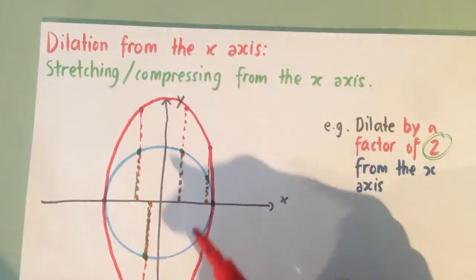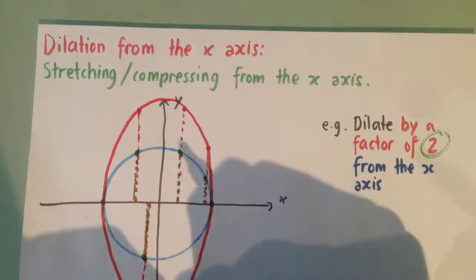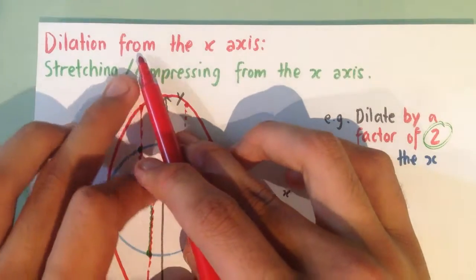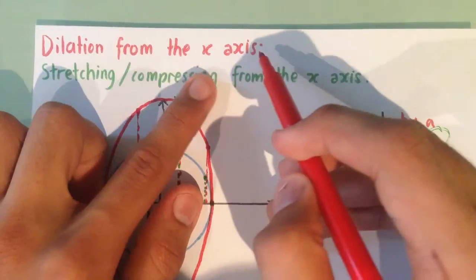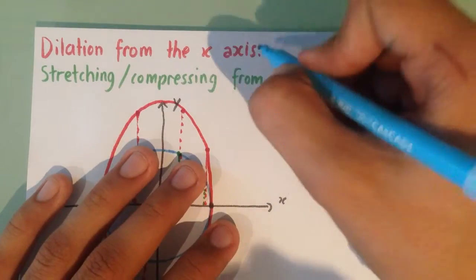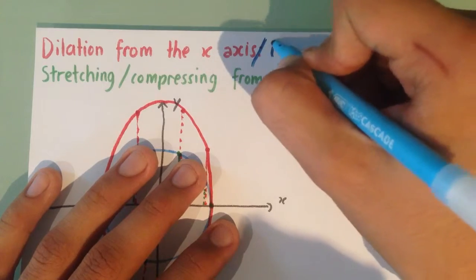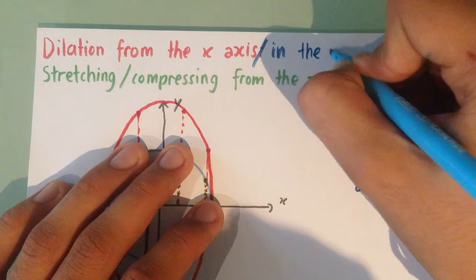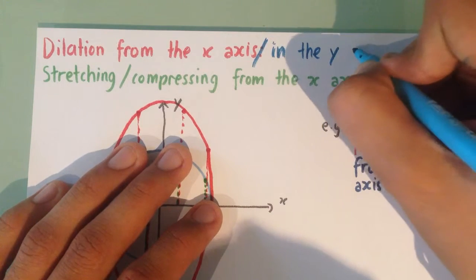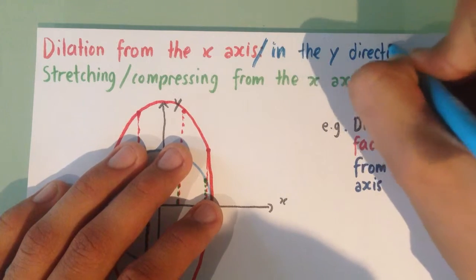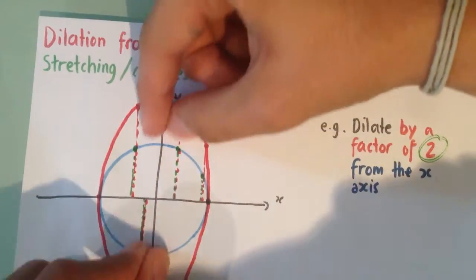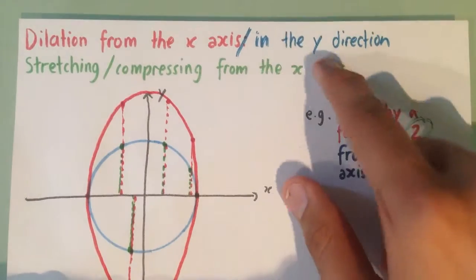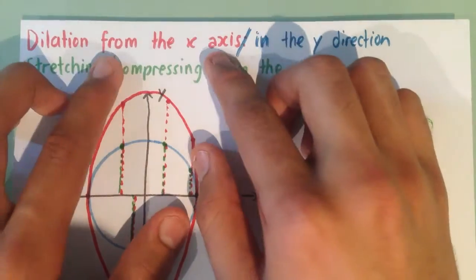From the x-axis is the same as in the y-axis. Sometimes these notations get interchanged, but I always find it more useful to think in terms of "from". So from the x-axis is the same as in the y-axis, or in the y direction, okay? Because you're stretching it this way, so that's parallel to the y-axis. That's why sometimes it says in the y direction, but stick with from the x-axis, okay?